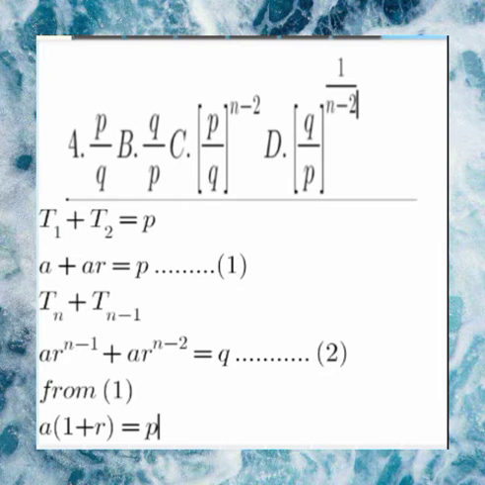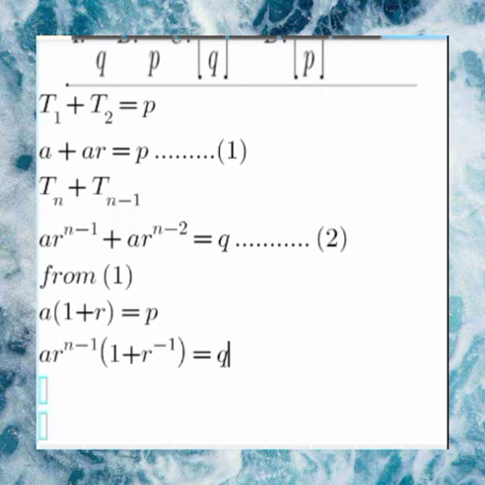On factoring out AR raised to power n minus 1 from equation 2, we're going to have AR raised to power n minus 1 into 1 plus R raised to power minus 1. So that is the factor there. Let me call this equation 3, and this is going to be equation 4. So work out equation 3 and 4 together.